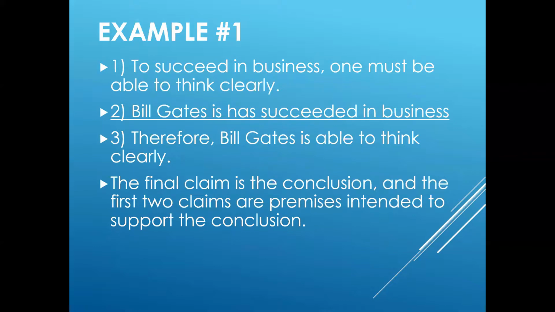Here's an example of an argument. So we have two premises here. To succeed in business, one must be able to think clearly. Bill Gates has succeeded in business, and from that, we have the line and the conclusion. Therefore, Bill Gates is able to think clearly. Now, the final claim, as we said, is the conclusion. The first two claims then are the premises. They are intended to support the conclusion, intended to give you reason to believe the conclusion.